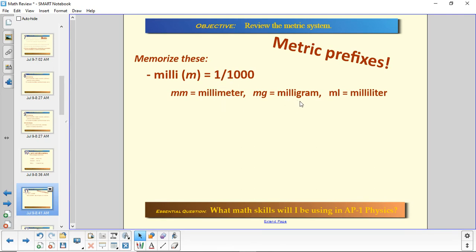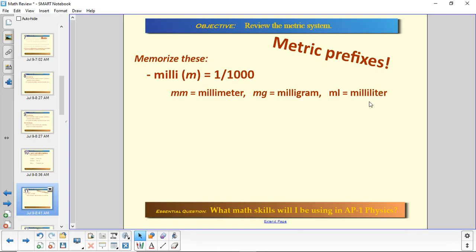Likewise, milligrams, sometimes you see these in medicine dosages, 200 milligrams of ibuprofen in one tablet. That's 1/1000th of a gram. A milliliter is 1/1000th of a liter, and you see this sometimes in dosages for injections, like when you get a vaccination or something like that.